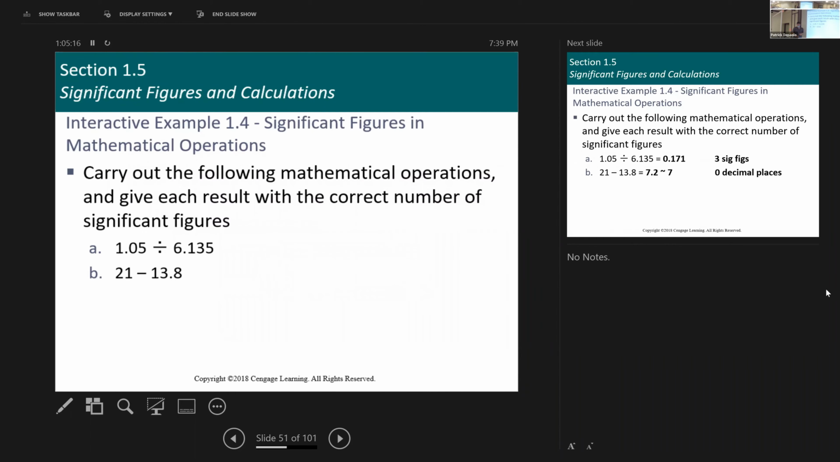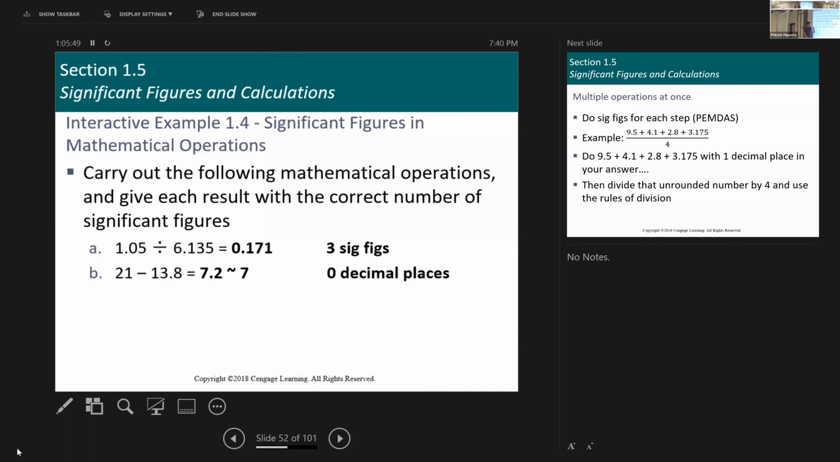Okay, so let's do these examples. Oh, question? No? Okay, so let's do these examples. So can anyone give me the answer for A? And online people, you should know it because it's kind of there. Anybody? 0.171.